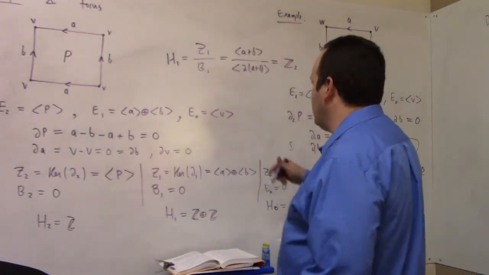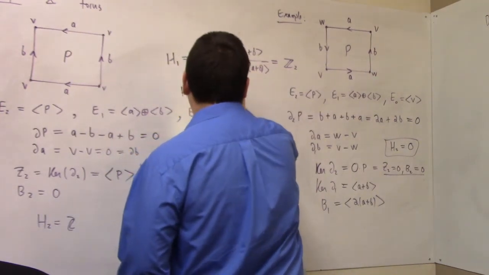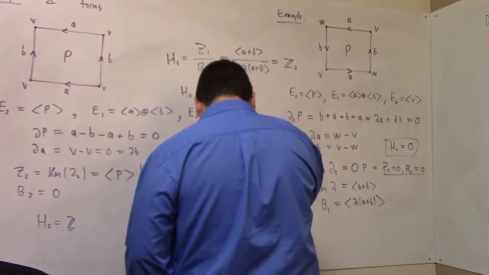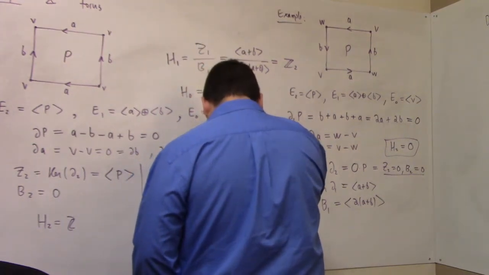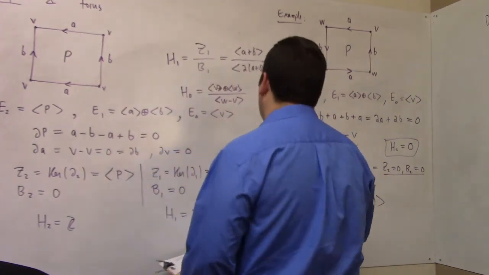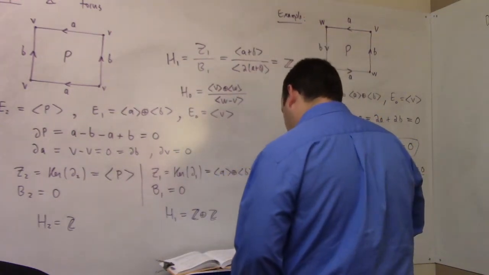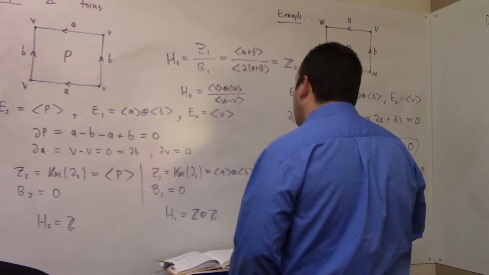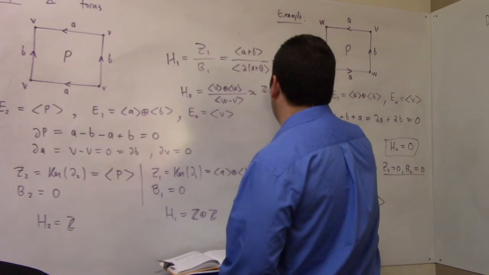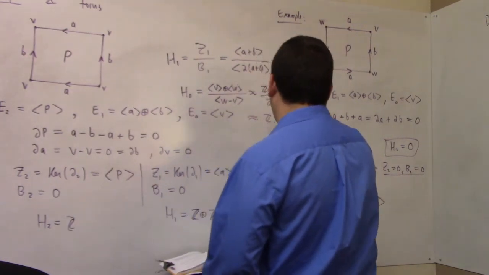So then H naught is going to be V plus W mod W minus V. Just 2Z or Z squared mod Z. So this is essentially Z plus Z mod Z. Yeah, so it's Z.